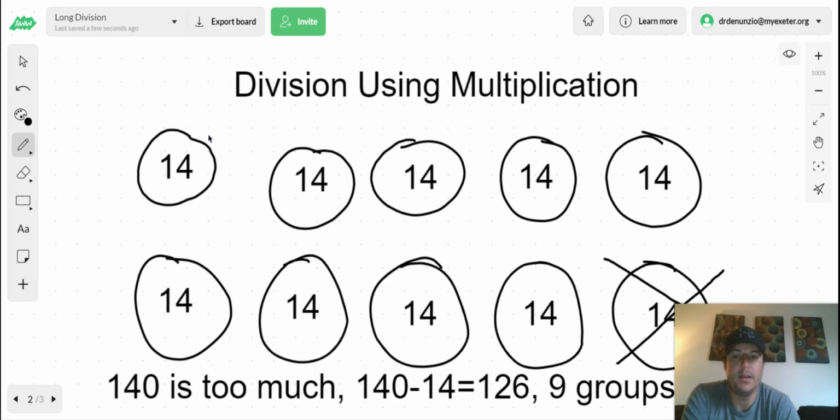That's a magic number. So I figured I would make 10 groups of 14 and see where I end up with that. So I have 14, 14, 14, 14, 14. And 140 is too much, as I just showed you. So I took away a group of 14, which is shown here. 140 minus 14 is 126. So therefore, this got cut off, but 9 groups of 14, it would say right here. Okay? So that is using multiplication.